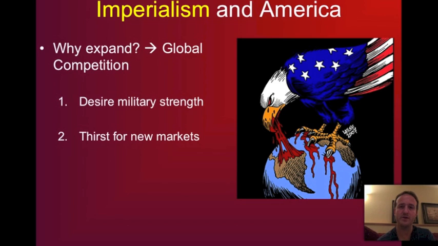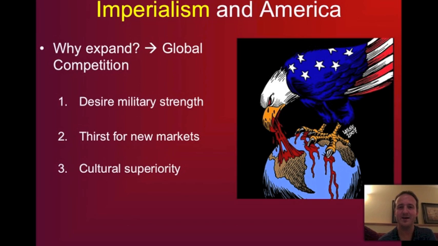Another reason to join this global competition called imperialism is the thirst for new markets, or better yet, when you take over these lands by way of military force, you're not having to pay for any resources that you find there. So you take these free resources, essentially, you bring them back to your country, you produce something good out of it, and it's really cheap. There's a lot of profit to be made, a large reason why so many countries are taking part in imperialism.